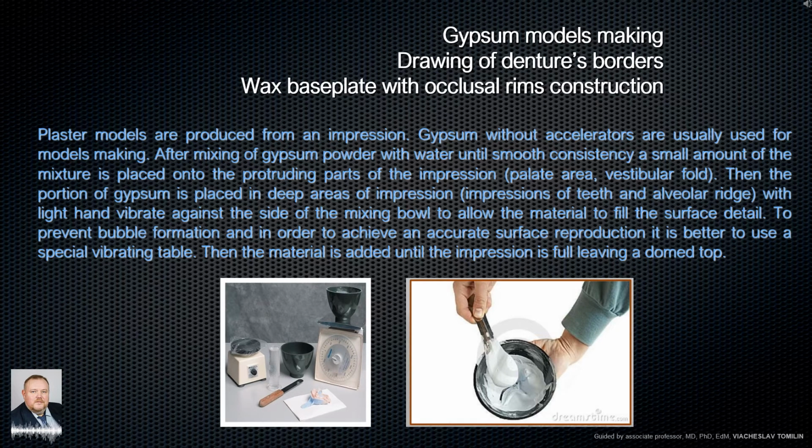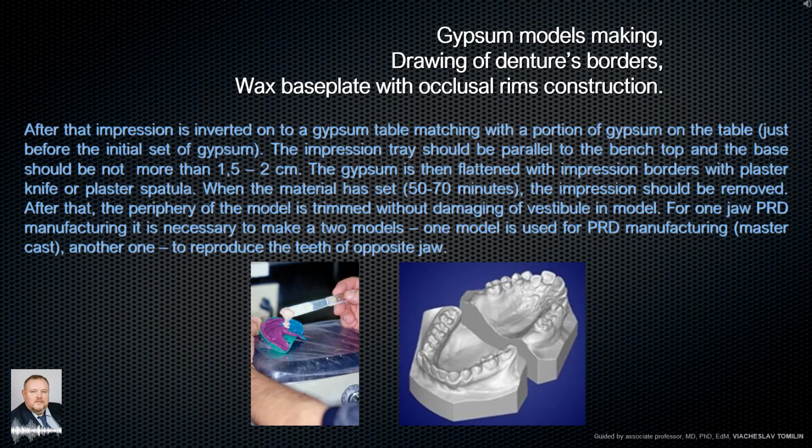To prevent bubble formation and in order to achieve an accurate surface reproduction, it is better to use a special vibrating table. Then the material is added until the impression is full, leaving a domed top. After that, the impression is inverted onto a gypsum portion on the table, just before the initial set of gypsum. The impression tray should be parallel to the bench top and the base should be not more than 1.5 to 2 cm. The gypsum is then flattened with impression borders with a plaster knife or plaster spatula.